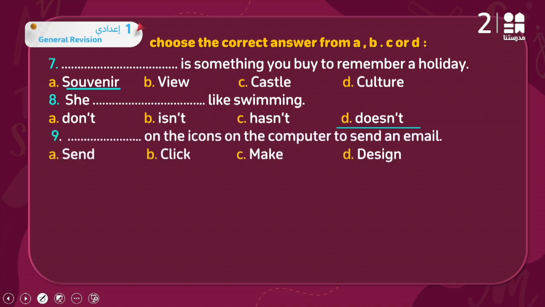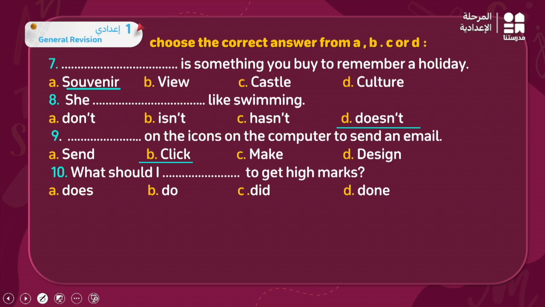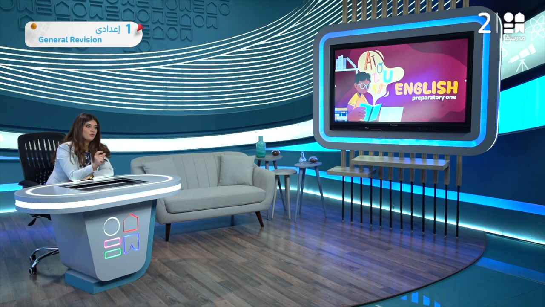Space on the icons on the computer to send an email. So what should I do? Here I click, I click on the icons on the desktop on the laptop. What should I space to get high marks? Of course, what should I do? Because with should I always use the infinitive form of the verb.